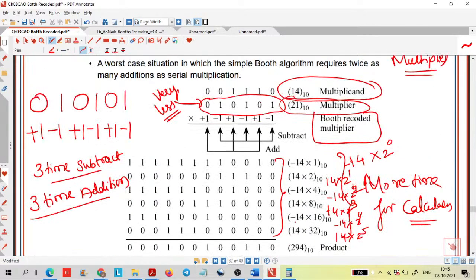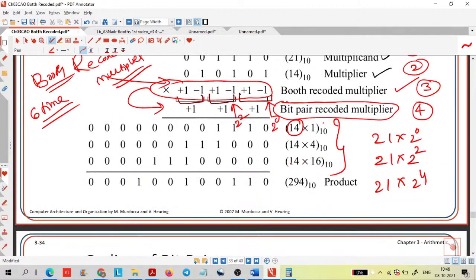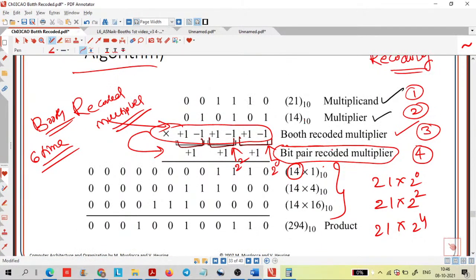And earlier, by using both recorded, what did we do here? We took the multiplicand value. But in this modified Booth algorithm, that is, bit pair recoding of the multiplier, what do we do? Whatever the multiplier bit is, we take multiplier into 1, which means 2 raised to 0. This is where it starts.